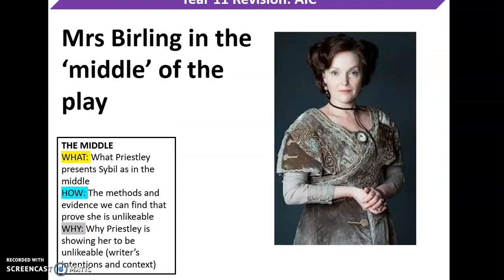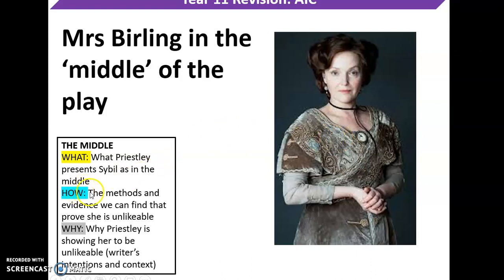So let's have a look today at Mrs Birling in the middle of the play. And we're going to be thinking about the what, the how, and the why in the middle of the play. We're going to think about what Priestley presents Sybil as in the middle of the play. How does she come across to us, the audience?